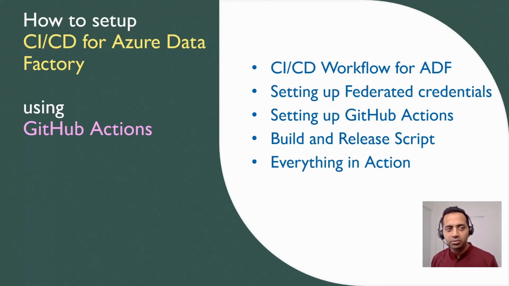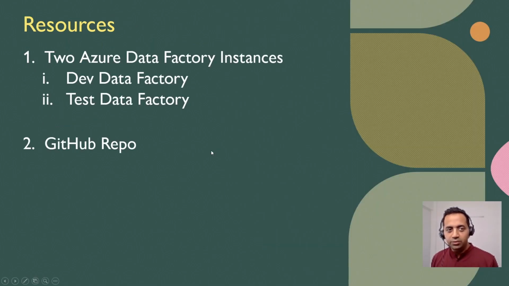In this video, I'm going to walk you through how to set up CICD for Azure Data Factory using GitHub Actions. For this demo, we will need three resources: two Azure Data Factory instances, one for dev and one for test, and one GitHub repository to connect to our dev data factory.